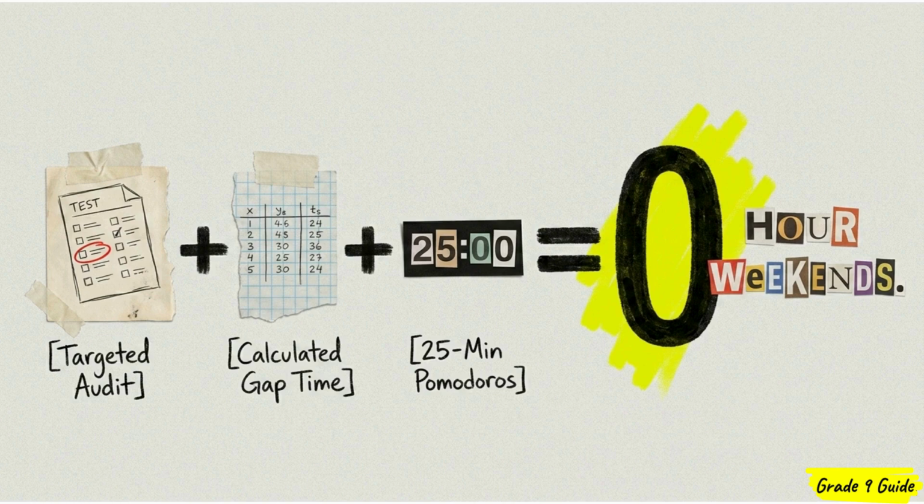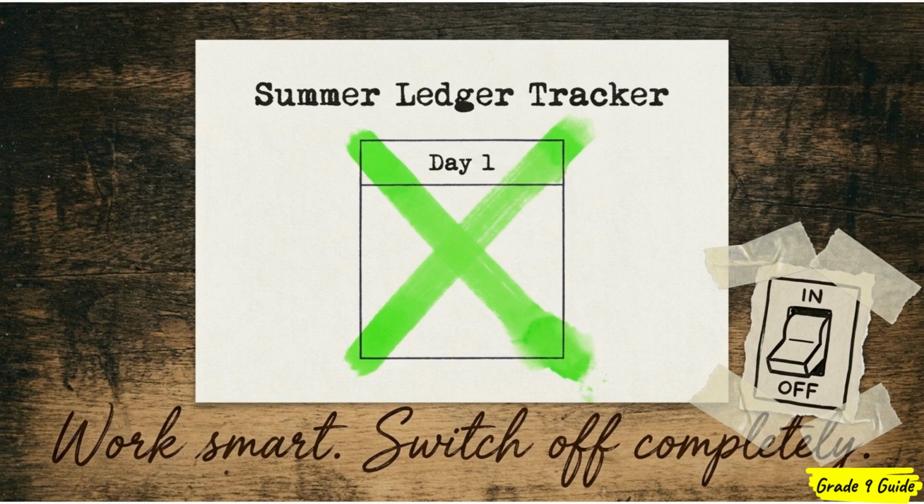Calculate your gap for every subject, assign your Pomodoros, and leave your weekends completely free. You have earned the rest. The Grade 9 gang does not grind through the holidays. We work smart, then we switch off completely.